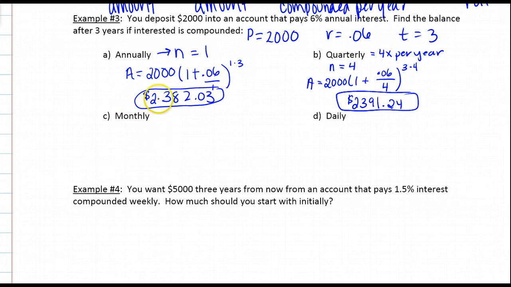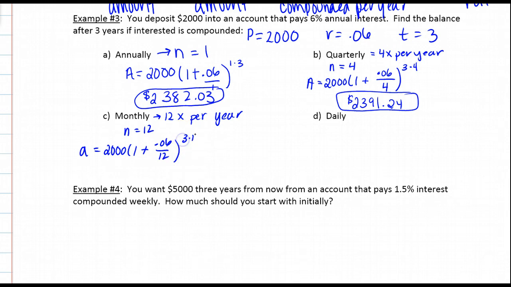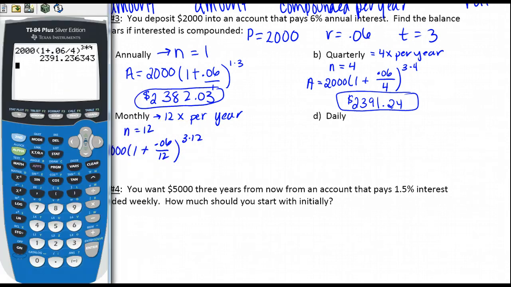So monthly, ask yourself how many times per year do I get my interest if I get it every month. Well, there are 12 months, so that means 12 times per year. So n equals 12. And then we're going to use the exact same equation. So A equals 2,000 times 1 plus, now I'm going to do 0.06 divided by 12, and then 3 times 12, because now my n value is 12.